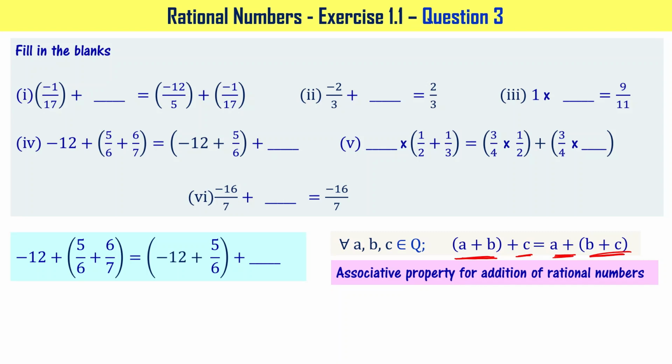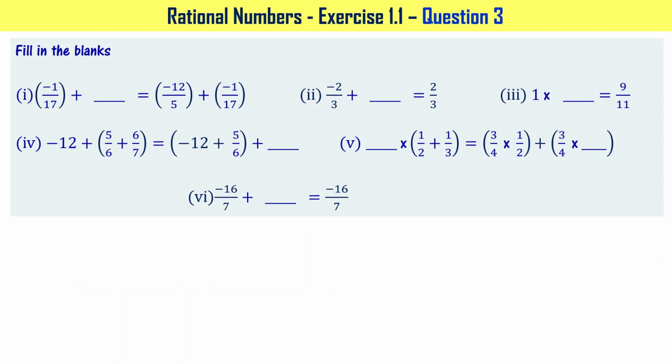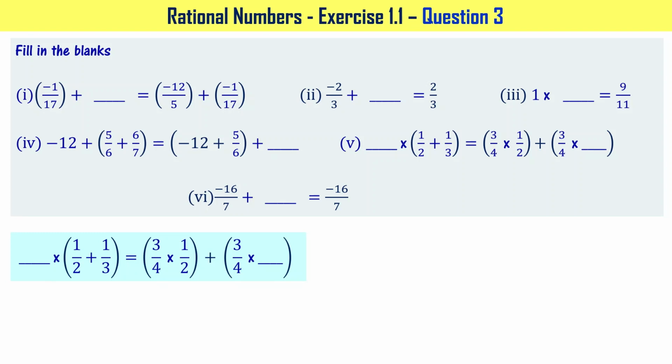For example, here minus 12 is outside and we grouped 5 by 6 and 6 by 7, right? When it comes to the right hand side, minus 12 and 5 by 6 are grouped. So as per the associative property, the remaining number is going to be 6 by 7, right? Let's look at the next problem.